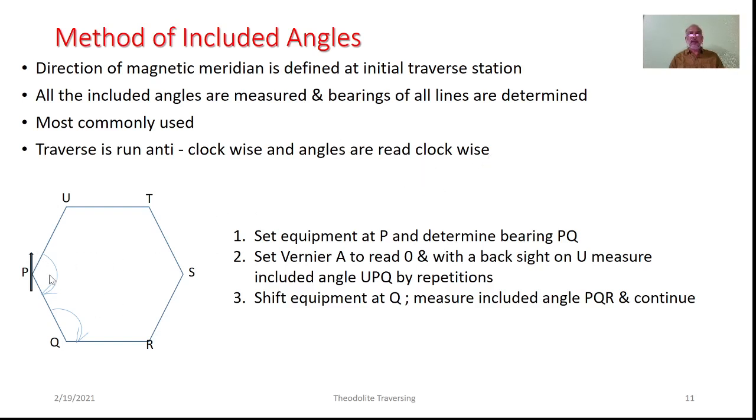Here we have set the equipment initially at P. We have determined the bearing of this line PQ. As we set the vernier A to read 0 with the backsight on U, we can measure the included angle UPQ by repetitions. This process will help us to facilitate the angle measurement at each of these stations.